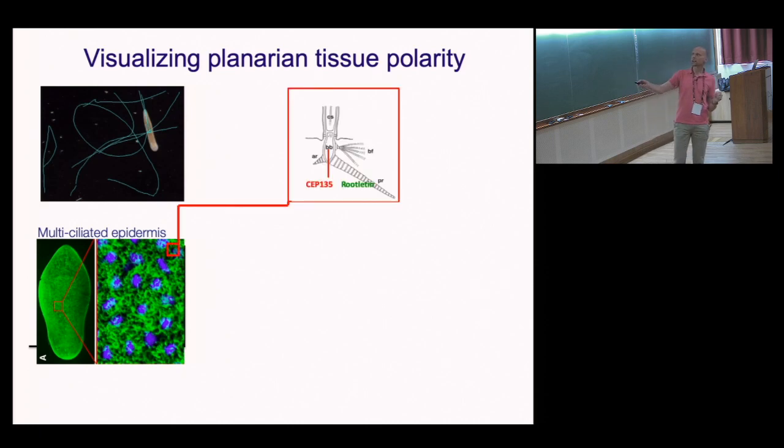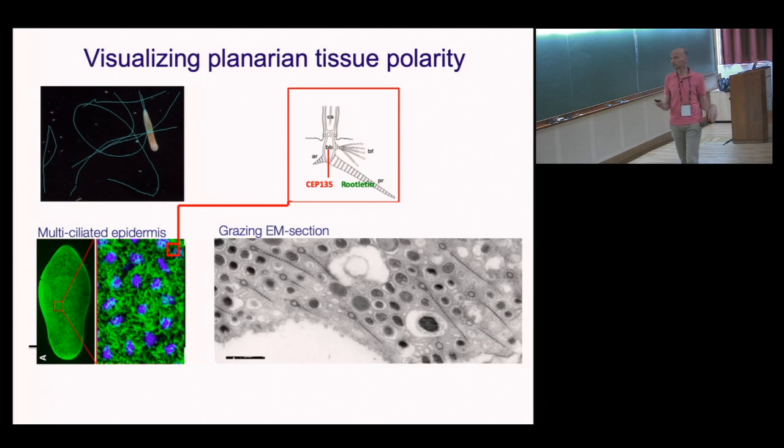However, each cilium itself is anchored within the cell with a highly polarized structure. Each cilium terminates within the cell in a basal body. That's basically the seat that makes the cilium. On one side of this basal body, there's a long extension. This is the so-called rootlet. And then there are other parts that stick out in the opposite direction. And this is also the case in planarians. Here we are looking at an electron micrograph of a grazing section of the epidermis.